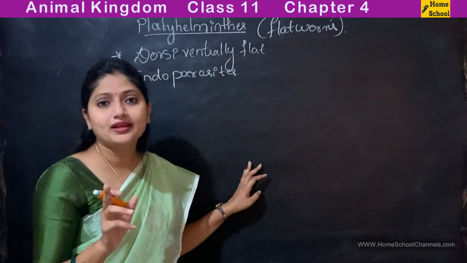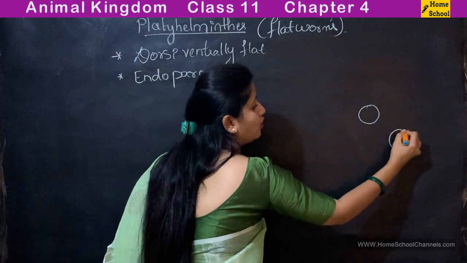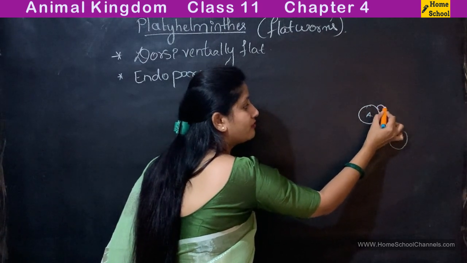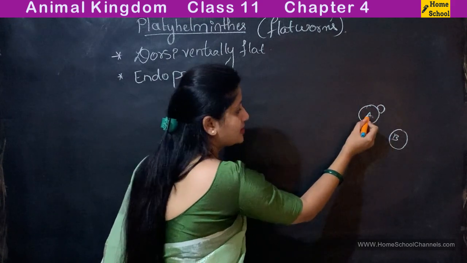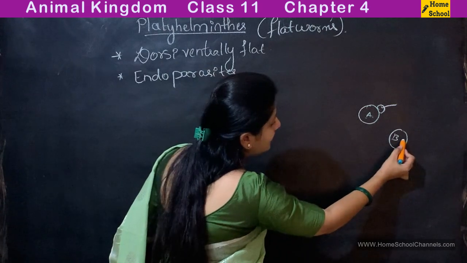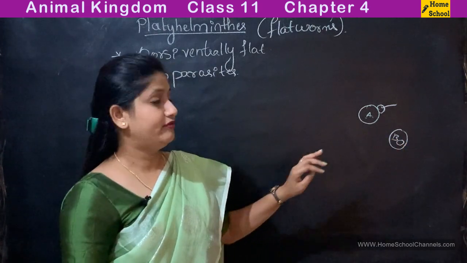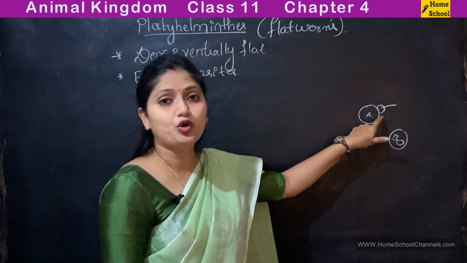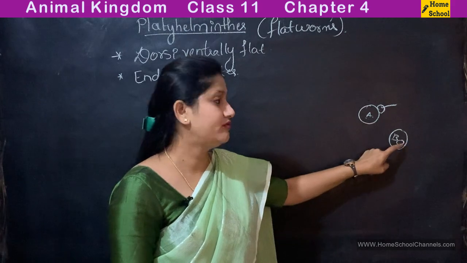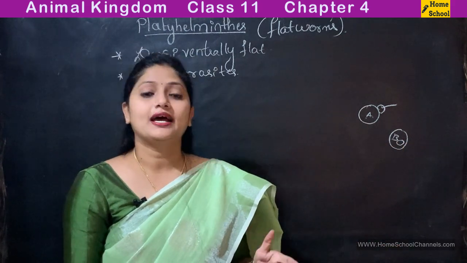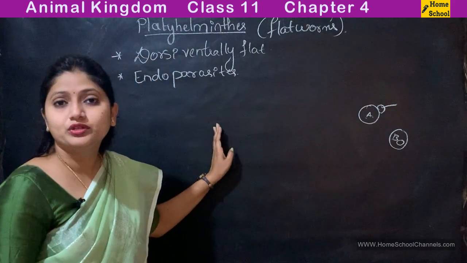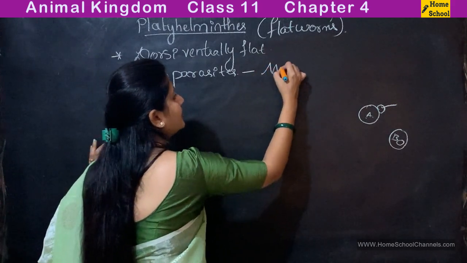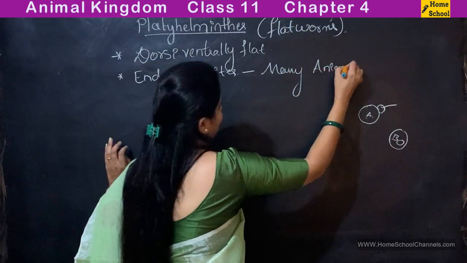We have two types, ectoparasite and endoparasite. If this is a host A and host B, and any organism which is feeding on the outer parts of host A, we call it ecto. If an organism is surviving depending on outside the host, if it is feeding from outside, we call it an ectoparasite. If it is feeding from inside the host, if it is surviving inside the host, then we call it an endoparasite. So these flatworms are endoparasites in many animals. They are found in many animals, including humans.